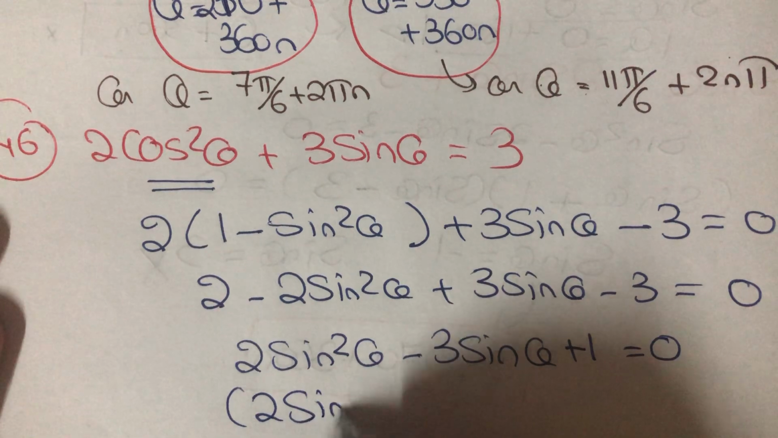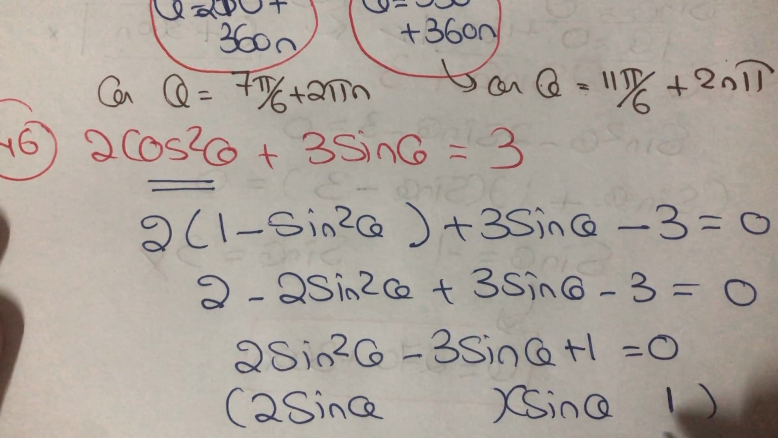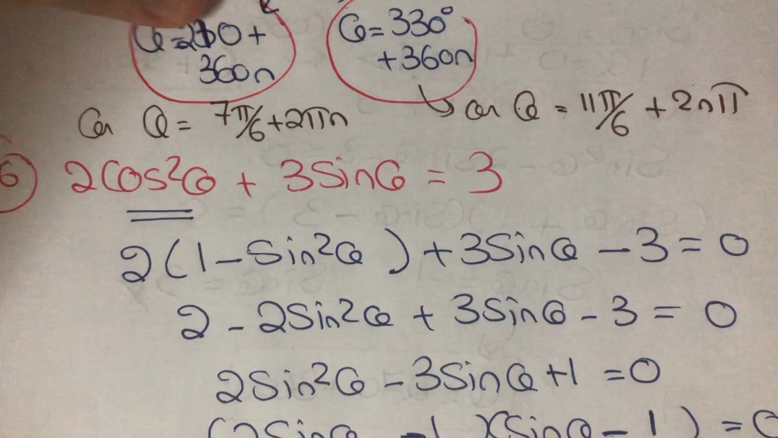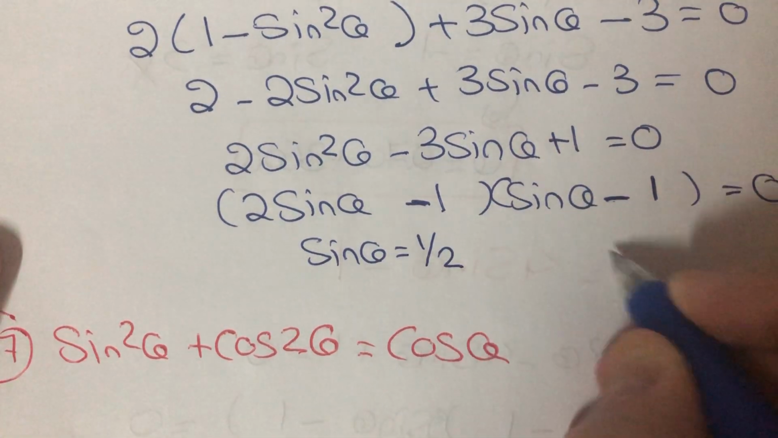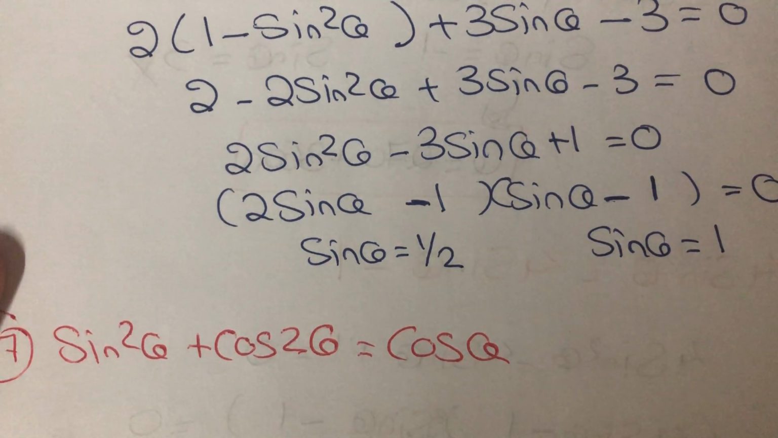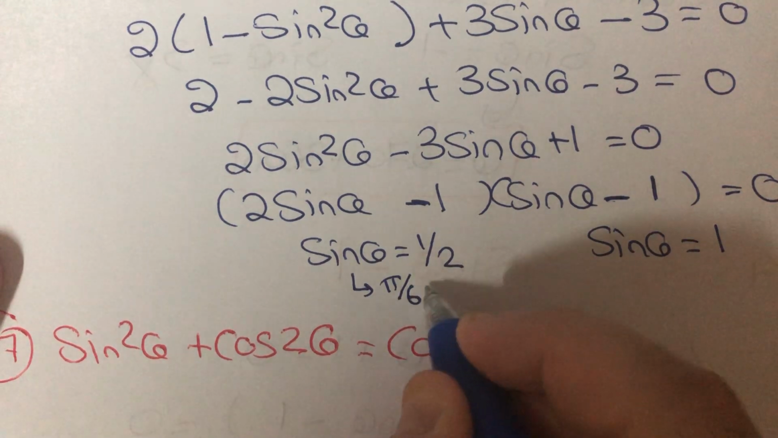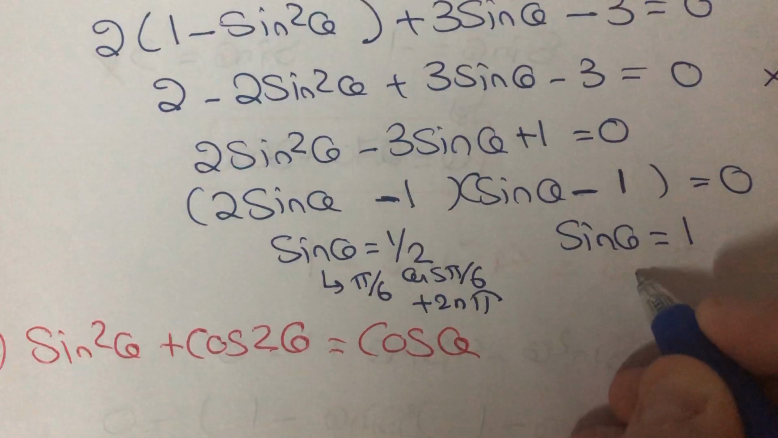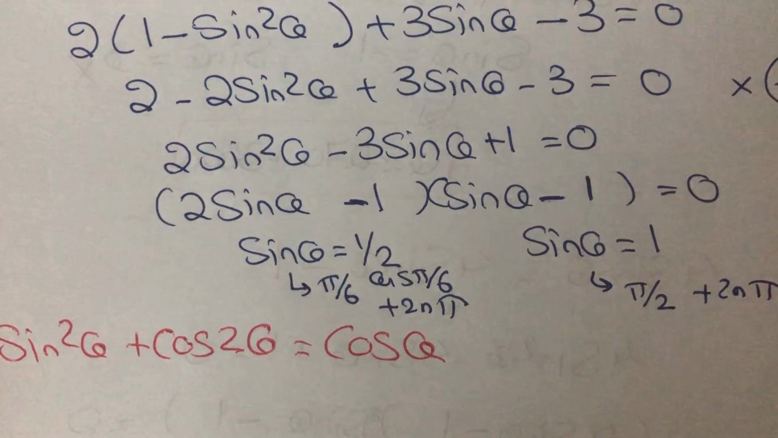Open 2 brackets. 2 sine theta, sine theta. I will put a negative for both of them to get a -3, and when I multiply them I get a 1. Sine theta is equal to half or sine theta is equal to 1. Okay, sine theta is equal to half. You have an option of pi over 6 or 5 pi over 6 plus 2n pi, and sine theta is equal to 1 at pi over 2 plus 2n pi.